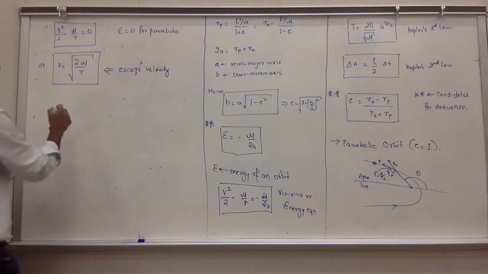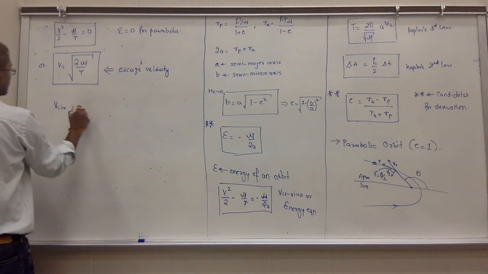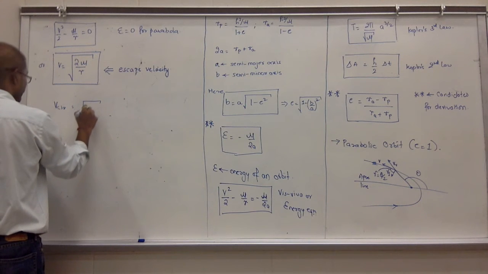So one of the things you're going to notice is, what was V circular? You said if that velocity is achieved, then you escape the Earth's gravitational pull. Is that what you just said? Right.